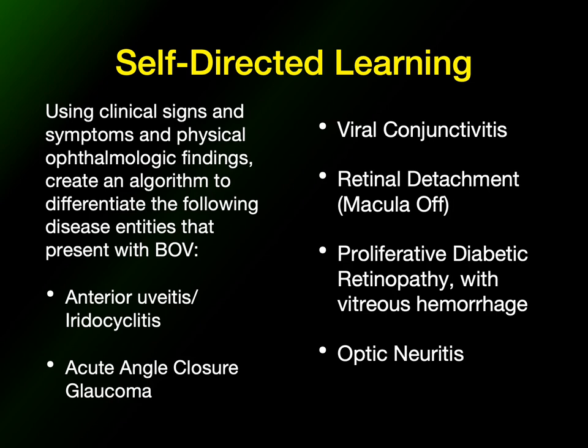As a take-home activity, please divide yourselves into groups of 4 and discuss how you will differentiate these diseases using history taking and physical examination. Please make an algorithm starting with a common complaint of blurring of vision. Please submit this at the end of the rotation.